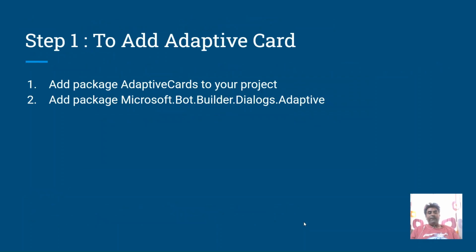So step one is adding a couple of packages to our project. One of them is Adaptive Cards, and next is Microsoft Bot Builder Dialogs Adaptive, which provides the inbuilt implementation and the classes that are required for writing the code to generate the adaptive cards and the hero cards.